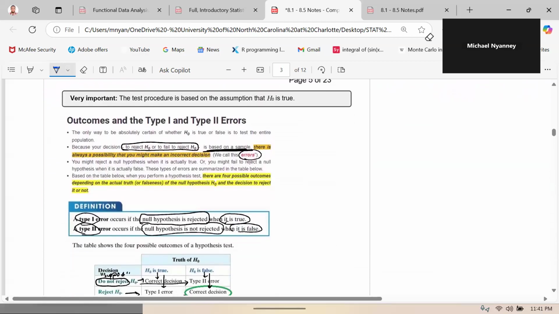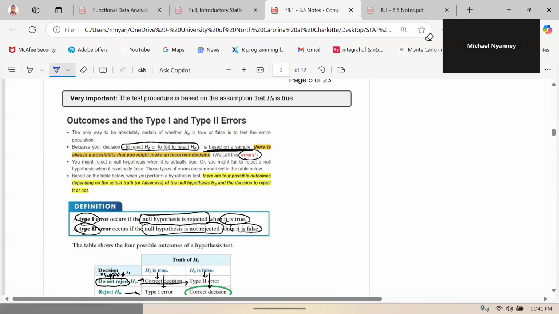All right. So very important. The test procedure is based on the assumption that our H naught is true. So before we start, we assume that our H naught is true. Now we need evidence whether to reject the H naught or fail to reject it. And in this process of rejecting or failing to reject, we come out with some errors.